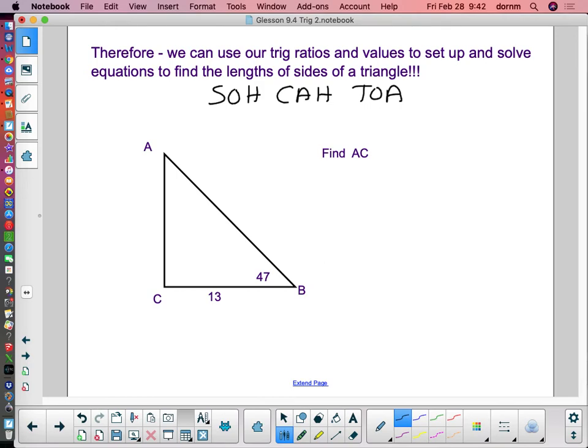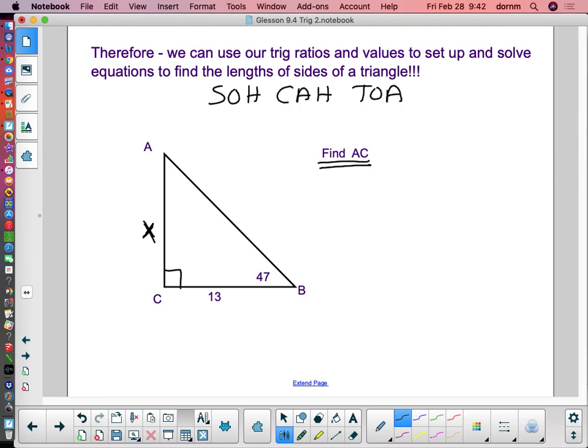In this picture, it says find AC. So AC is this side here. I'm going to make that my x. Okay? Now, how do we set up and solve these equations? Well, we start with perspective like we did yesterday. My perspective is going to be whatever angle we're given to work with.